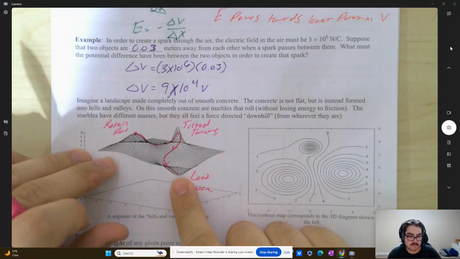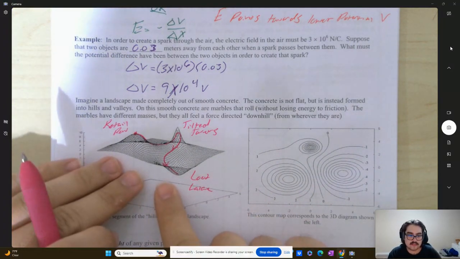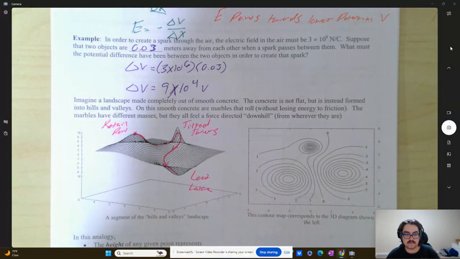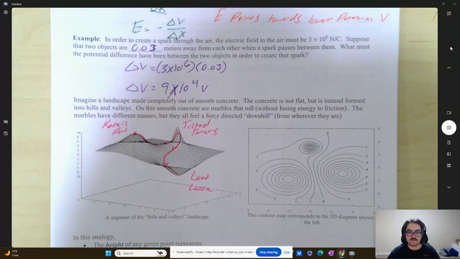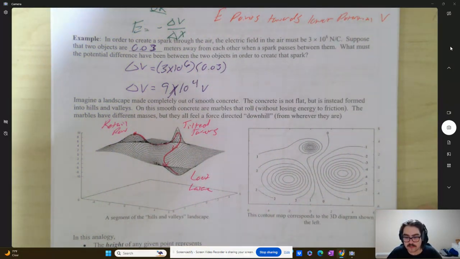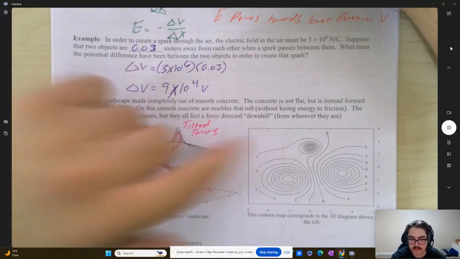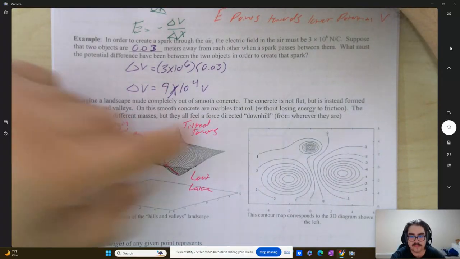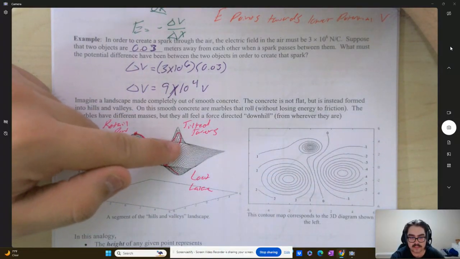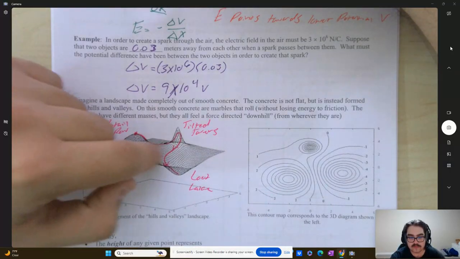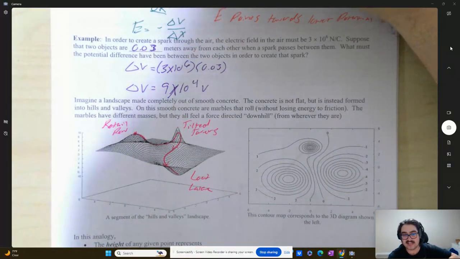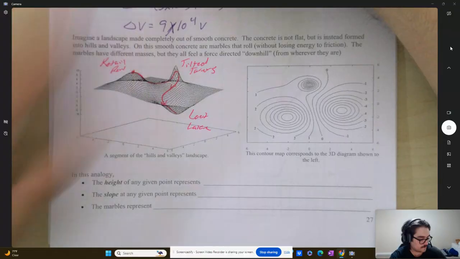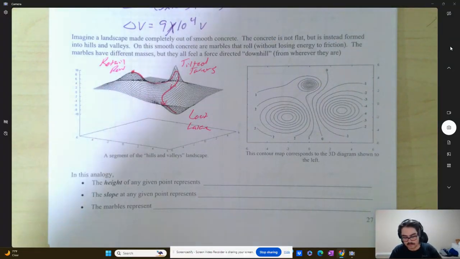Now we can take this three-dimensional map, because this is a lot to deal with, and turn it into a two-dimensional map, because we don't do too much with 3D in Physics C. This is a contour map. It corresponds to the diagram, like a bird's eye view of it. You can see there are more lines where it's getting steeper, so the more lines there are, the steeper it is, whether going up or down. In the analogy, the height of any point represents the electric potential.